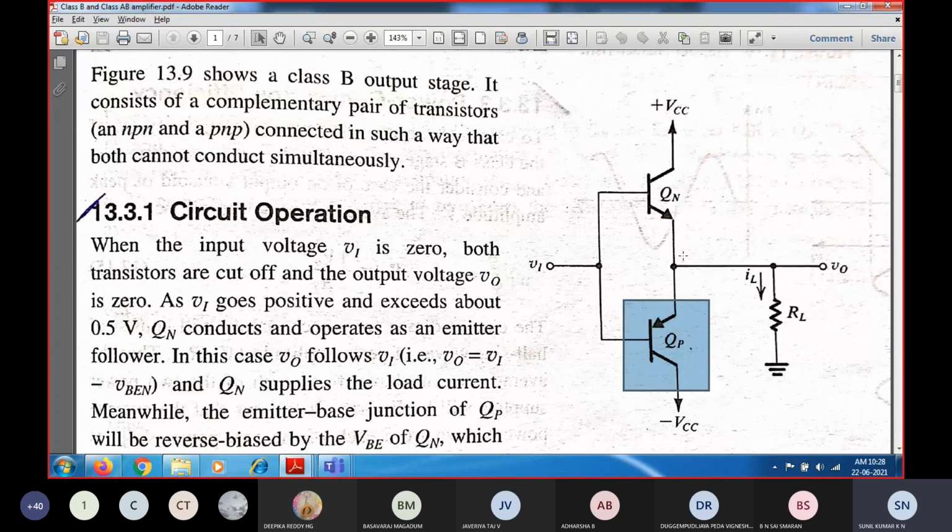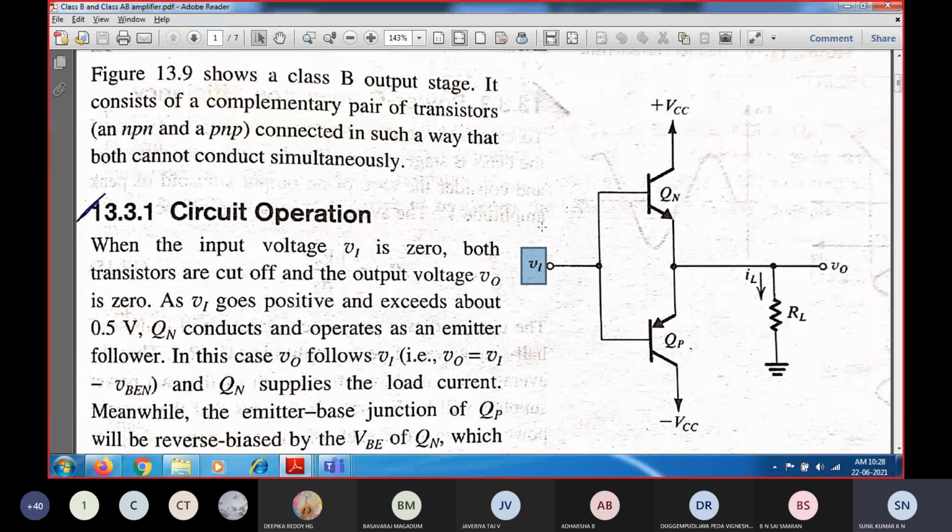Why have we connected a complementary pair? Because during the first half cycle, that is the positive half cycle, your NPN will be conducting, and during the negative half of the cycle, PNP will be conducting. Since we have given the input signal to both the transistors, you will be getting the complementary behavior. Another name for complementary is inverter: whatever you give as input, the output will be the inverted version of the input.